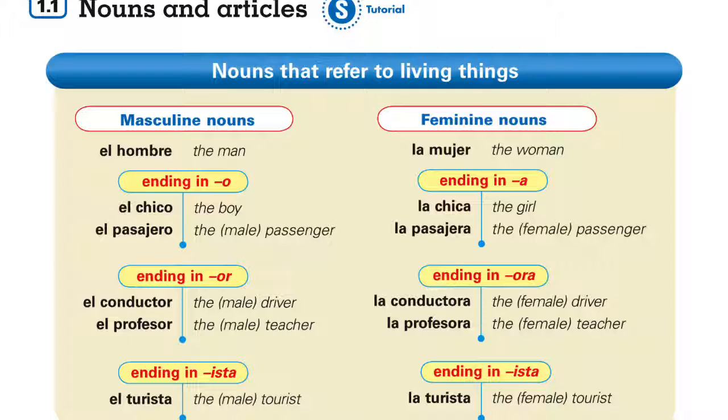Good job. Okay, so we have our nouns ending in O. El chico, the boy. El pasajero, the male passenger. La chica, the girl. La pasajera, the female passenger. El conductor. Okay, make sure you're repeating with me. El conductor, the male driver. Or la conductora, the female driver. El profesor, the male teacher. La profesora, the female teacher.